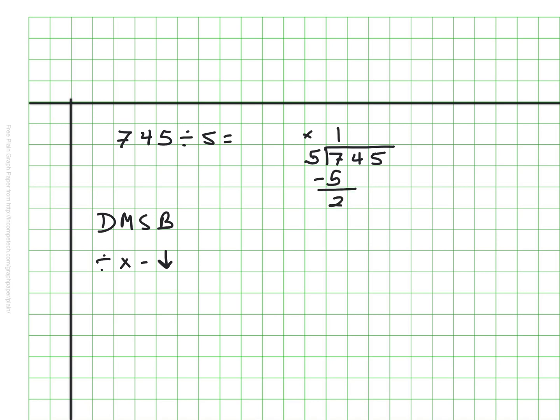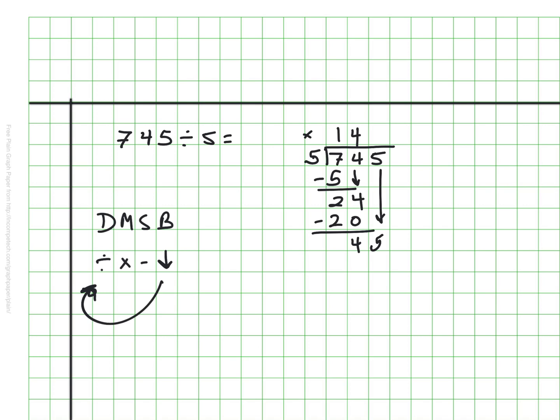We subtract, bring down. How many times now, if we go back to the beginning of the cycle, does 5 go into 24? And that is 4 times. And 5 times 4 is 20. And I would subtract and bring down, and I would start again at the beginning.